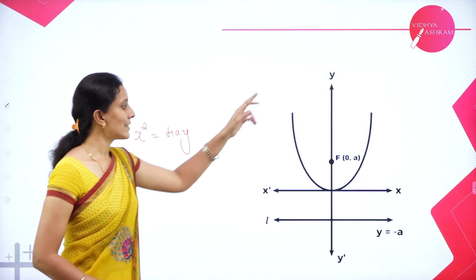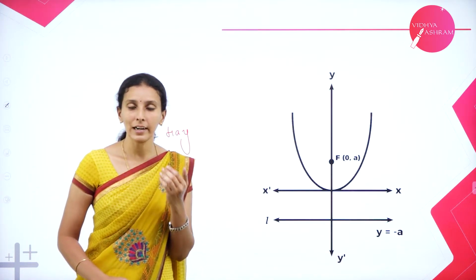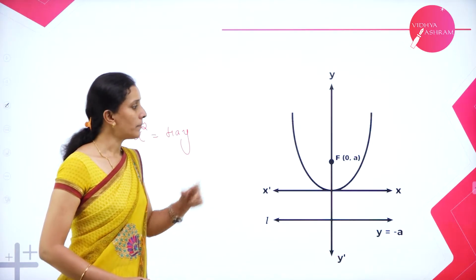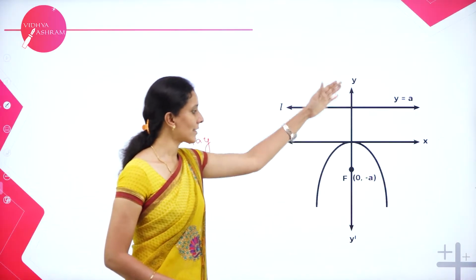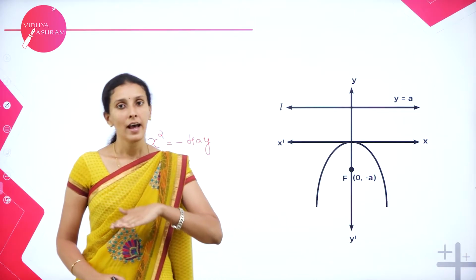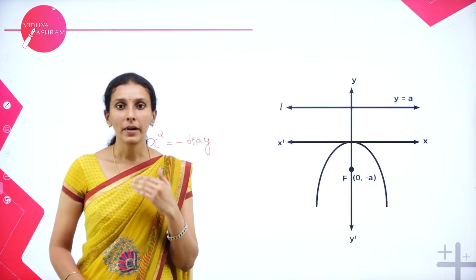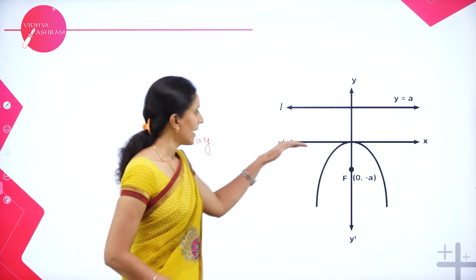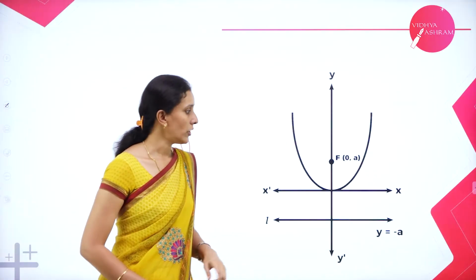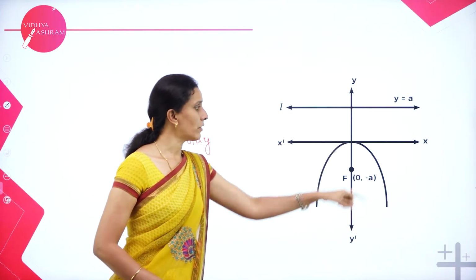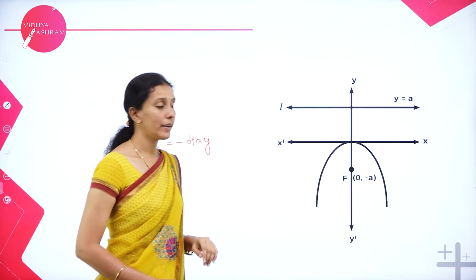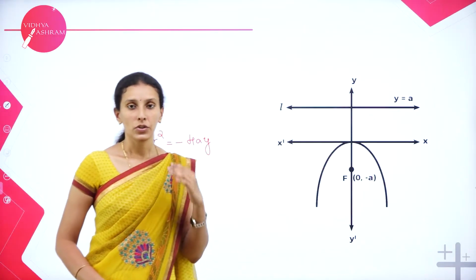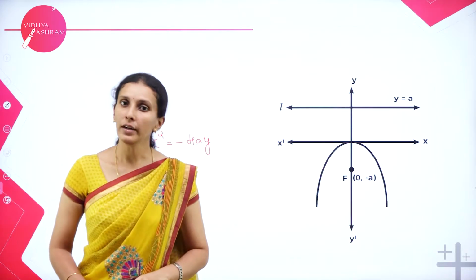And the axis changes. So, for right and left-handed parabola, the axis of symmetry is x-axis. For upward and downward parabola, the axis of symmetry is y-axis. And the y-axis will become tangent to the right-handed and left-handed parabola, whereas the x-axis becomes tangent to the upward and downward parabola. So these are the characteristics of the parabola.